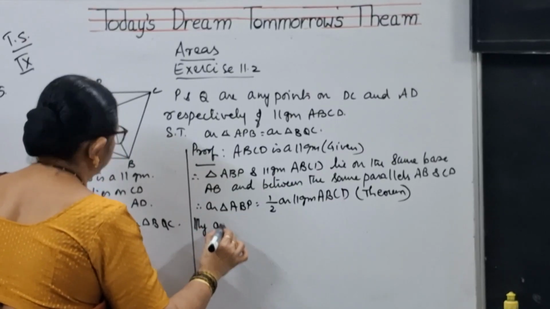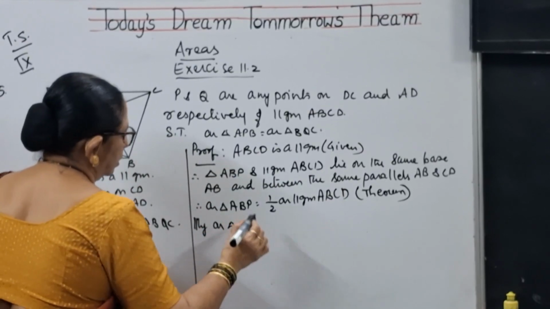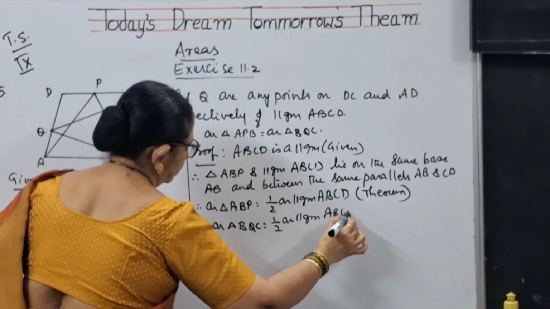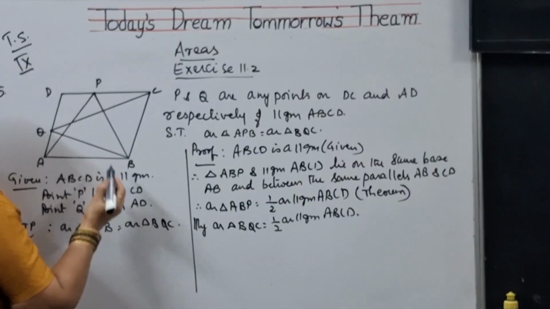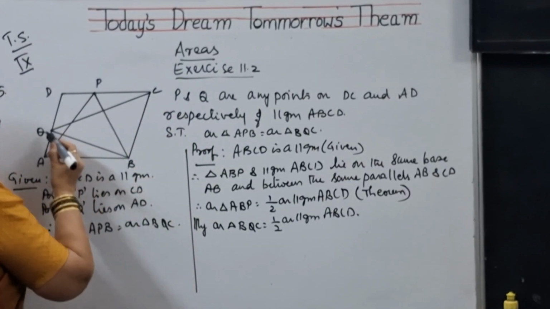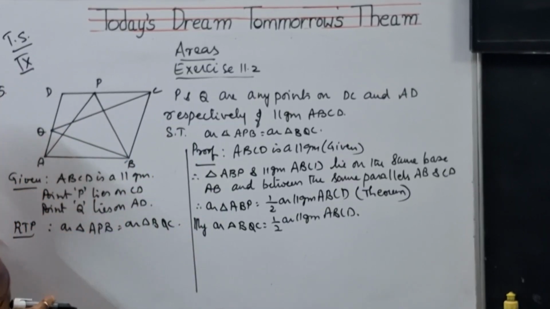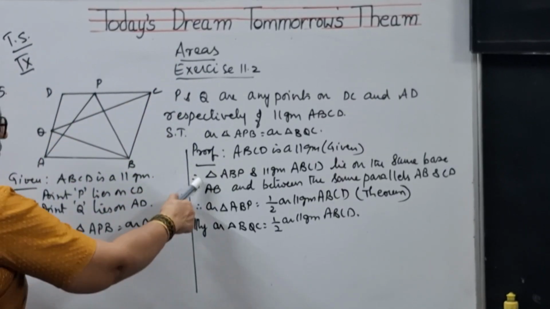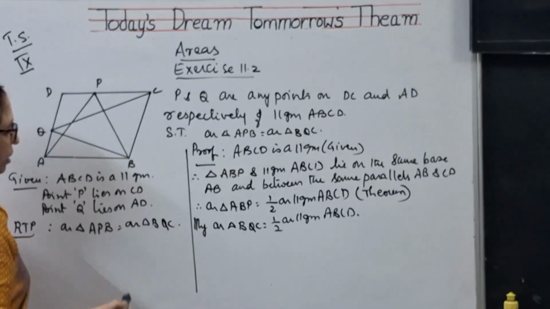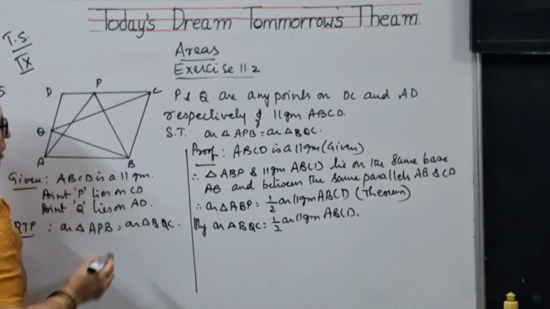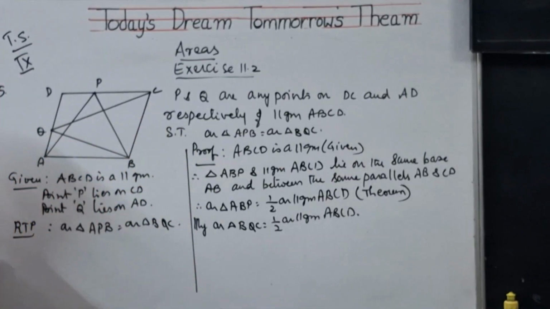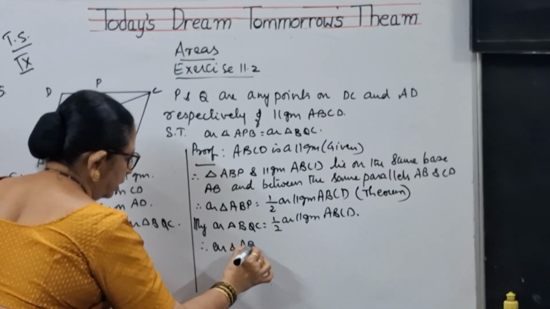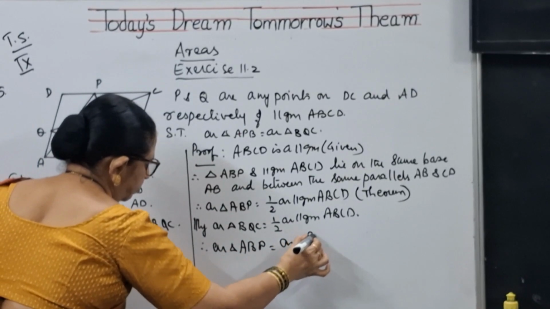Similarly, we can say that area of triangle BQC is equal to half area of parallelogram ABCD. Why is it, children? Because ABCD is the parallelogram, BC is the base, and triangle BQC and ABCD lie on the same base BC and in between the same parallels AD and BC. Same reason, but the letters are changed, that's all. So that is why I wrote it similarly. Therefore, area of triangle BQC is half of parallelogram ABCD. So we have got RHS equal, therefore LHS will be equal. Therefore, area of triangle ABP is equal to area of triangle BQC.